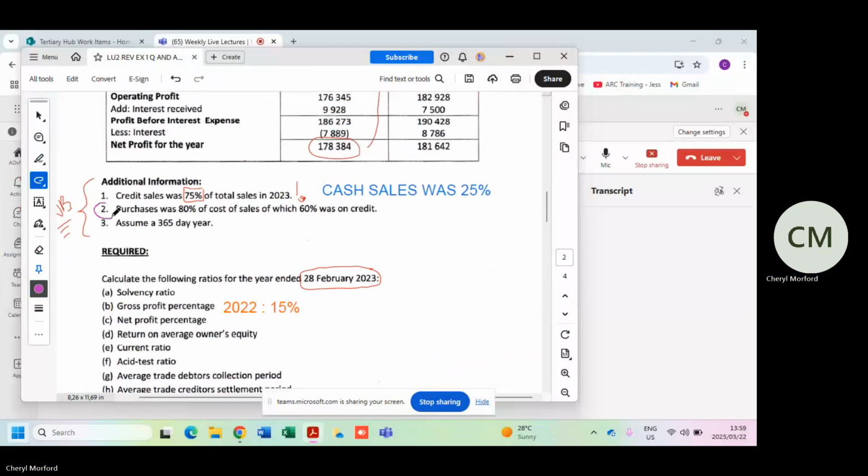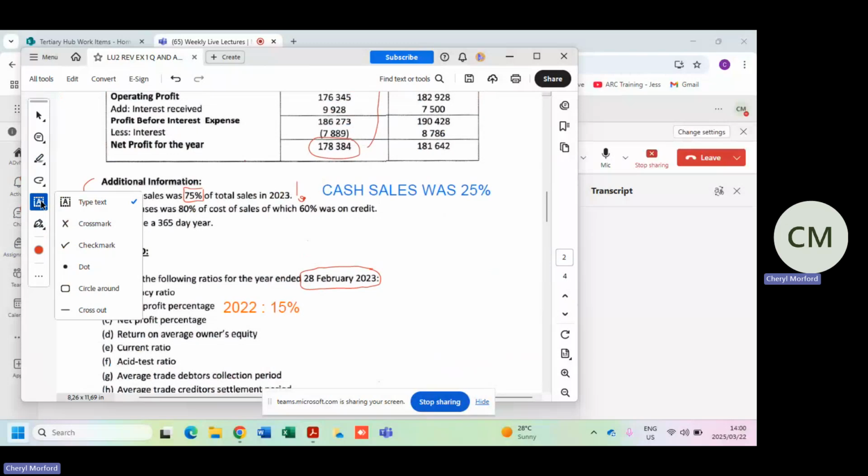Number 2, what does it say? Purchases was 80% of cost of sales, of which 60% was on credit. So what are we going to do? We're going to follow a bit of a procedure over here.